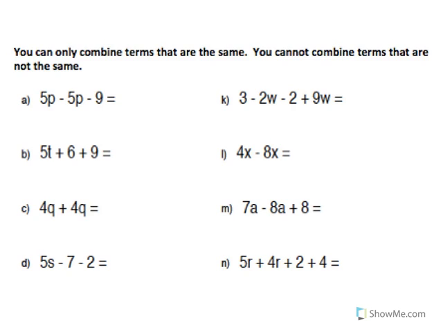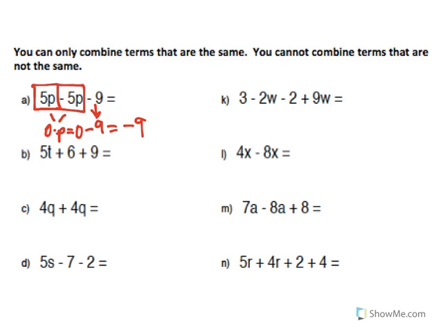Let's combine the like terms in the examples below. So when combining like terms, first you need to identify the like terms. Well, I have a 5p here and a negative 5p here. So I'm going to combine them. 5 minus 5 gives me 0 times p, which gives me 0, minus 9, the 9 up here, equals negative 9.